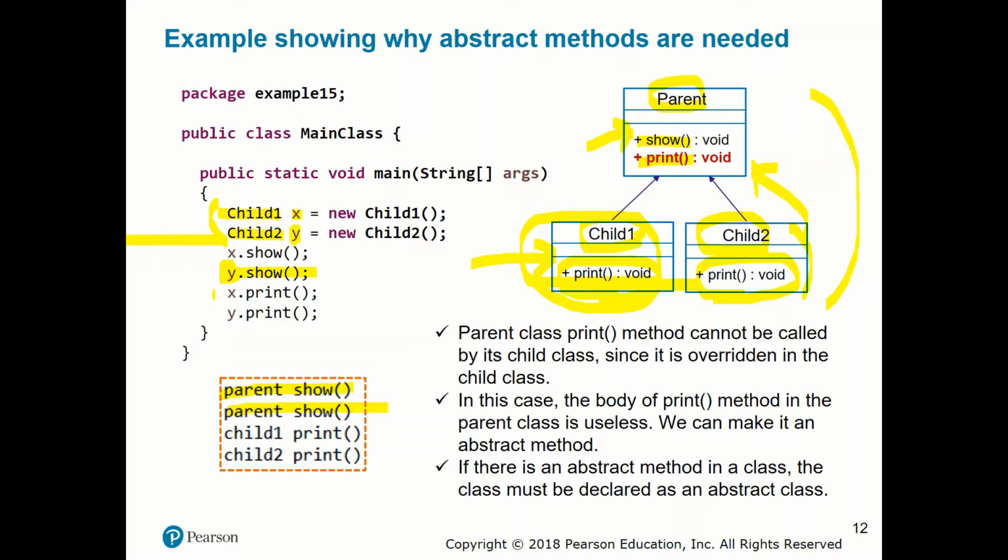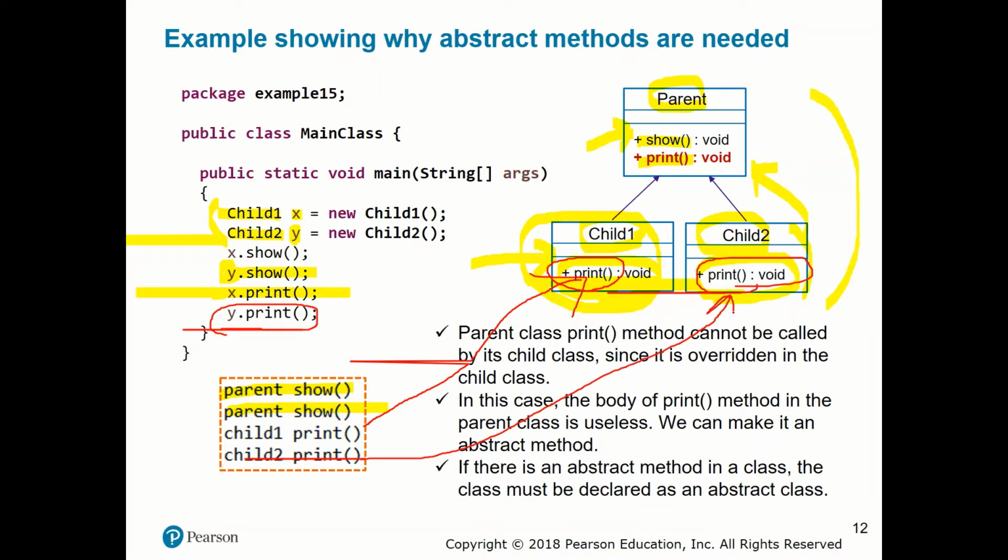And here x.print, then the object x will see if there is a print method in its own class. This time, there is a print method in the child 1 class, right? So this print is executed. And then y.print. This y is also a child 2 class object, so this class also has a print method like this. So y.print also executes this method.